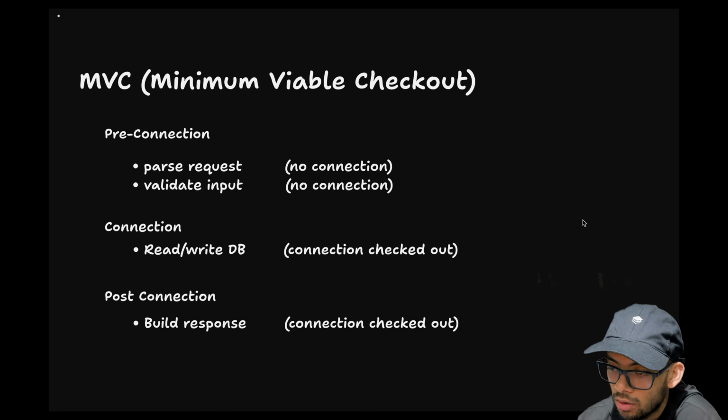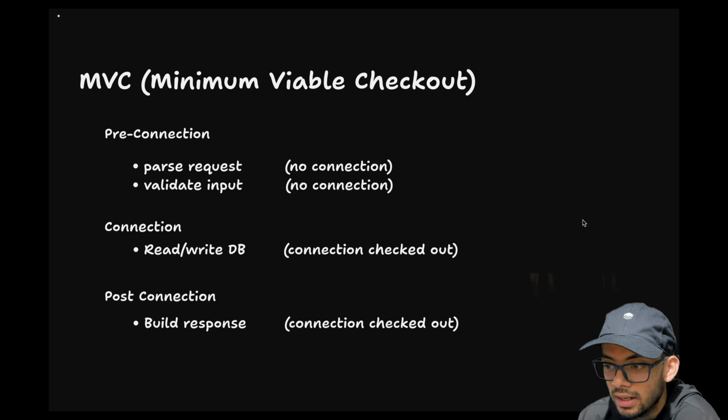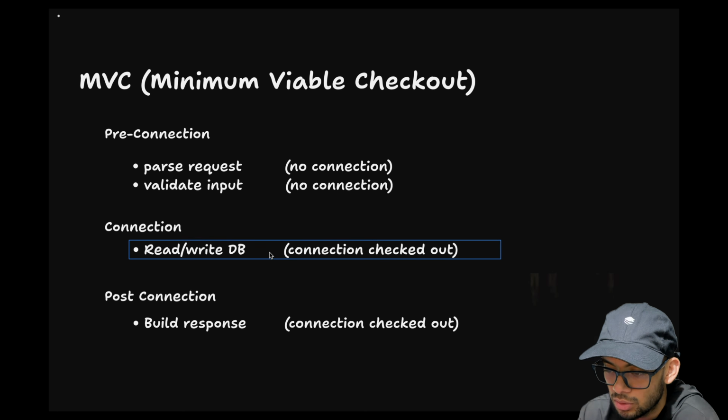Another topic that the author discusses is minimal viable checkout. If you consider any HTTP request, it ends up doing multiple things apart from interacting with the database, right? Before the database, as soon as the request arrives, you might need to parse it, validate its input, and do other operations. Then in between, you might use a connection to write, read, and commit to the database. And then after all that, you might end up building the response. So the author is suggesting that you should only acquire and use the connection while you are actually interacting with the database, and release it as soon as you're done with your operations.